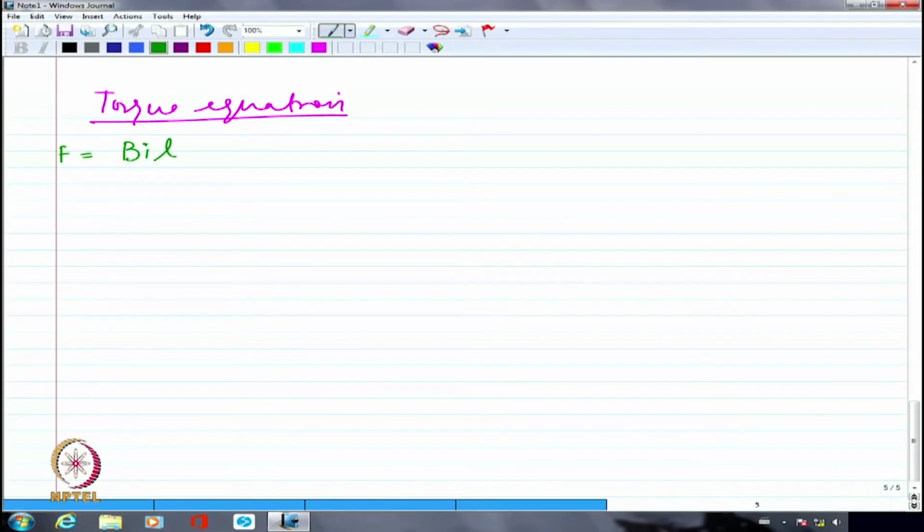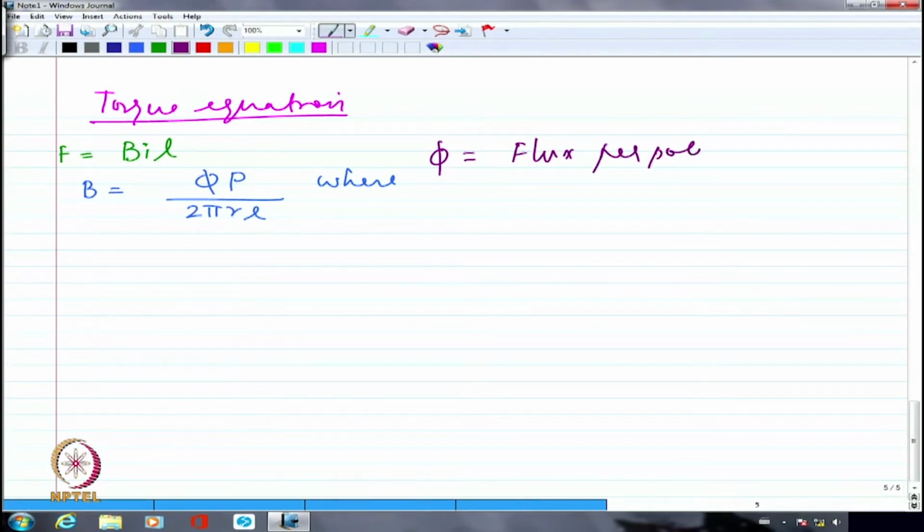We already said what is B, if you may recall. We said B equal to phi, which is the flux per pole, multiplied by the number of poles, divided by 2 pi RL, right? This we said already, so I'm just reiterating this. This is the flux per pole. P is the number of poles, and 2 pi RL is the curved surface area.